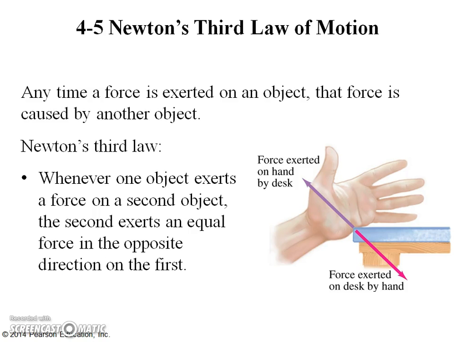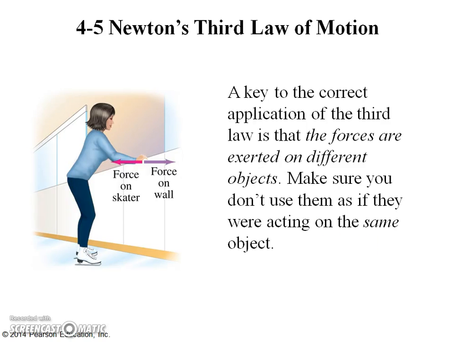Now on to Newton's third law. Any force exerted on an object has an equal and opposite reaction. So if you punch a wall, the force you put into the wall will be the same force the wall exerts on your fist, but in the opposite direction. Keep in mind, when you think about the third law, the forces are on different objects, not on the same object. So this example shows the force on the wall caused by the skater and the force on the skater caused by the wall.